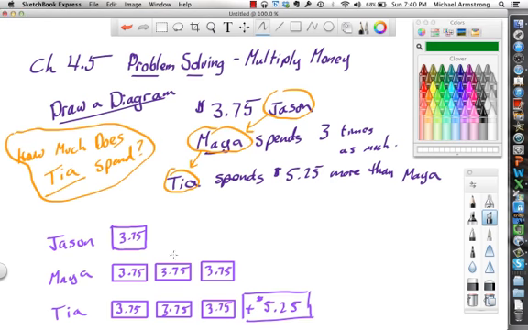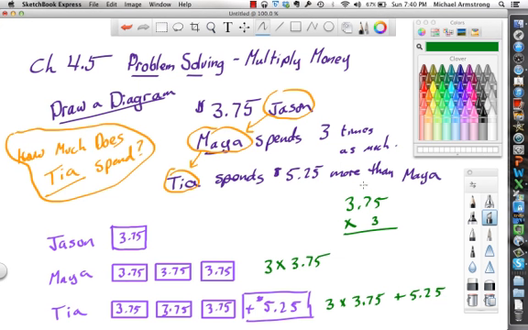So we have to do a little bit of math now to work these out. We've got $3.75 for Jason. Maya is 3 times $3.75. And Tia is 3 times $3.75 plus $5.25. And once we solve for this, we can find out what our total answer is, what Tia's total is. So $3.75 times 3, this is kind of what we did in our last lesson. We're multiplying using decimals.